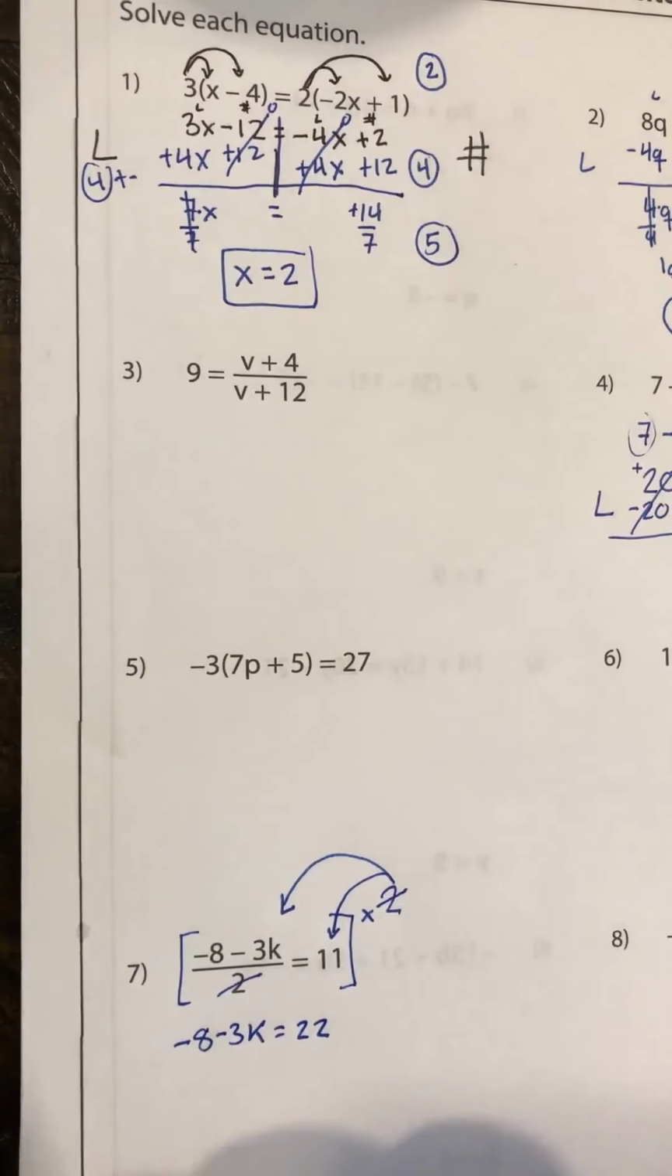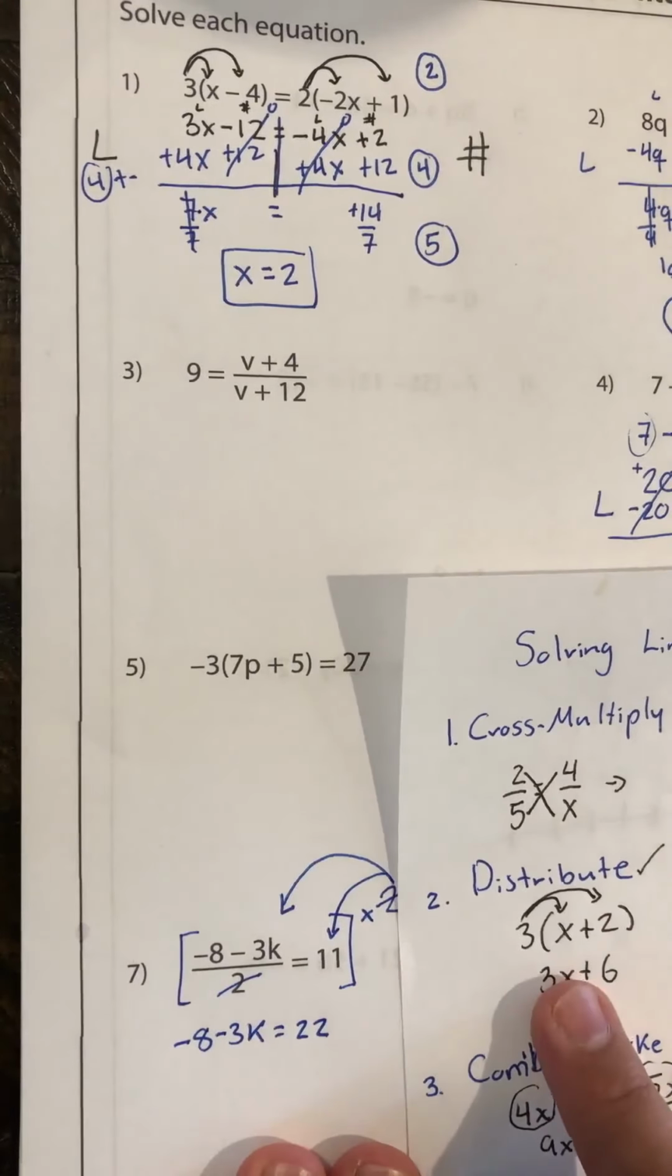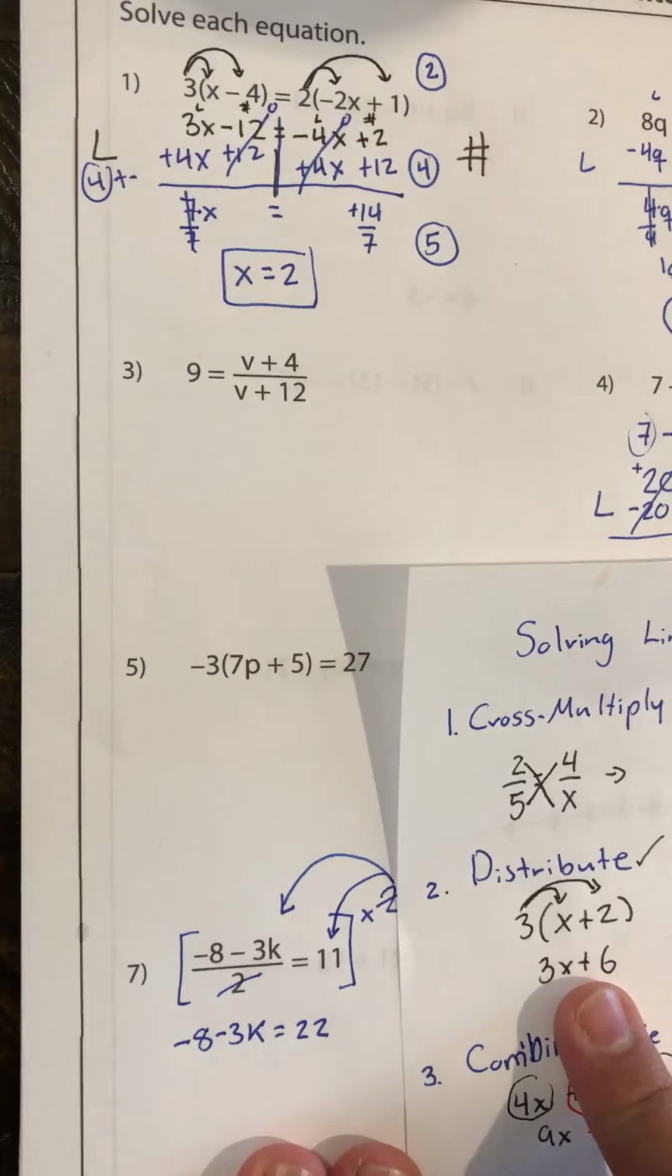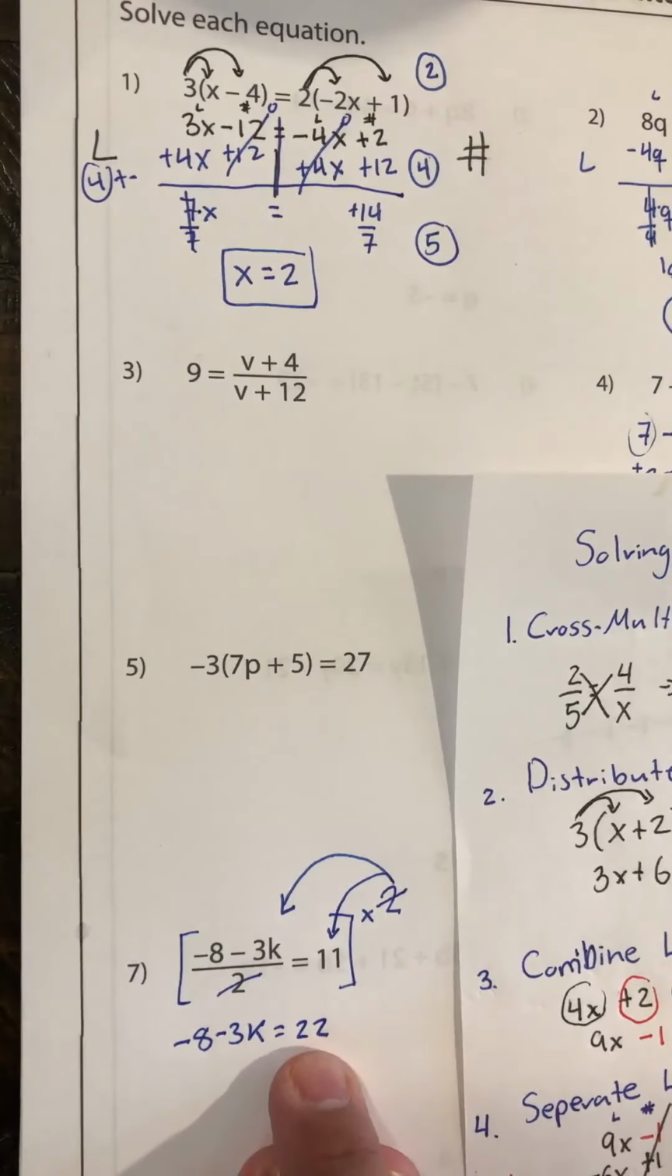Cool. So far, we haven't even done any of our steps. This was just to make it a little bit simpler so we didn't have to work with fractions. So let me run through my steps here. So now, does it look like cross multiply? Not really. Does it look like distribute? No, not really. Combine like terms. Can I combine these? No, and that's all by himself.